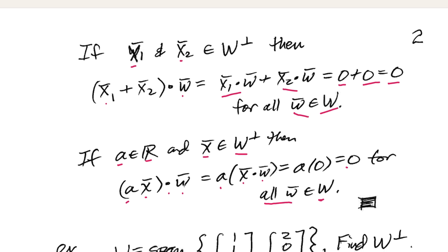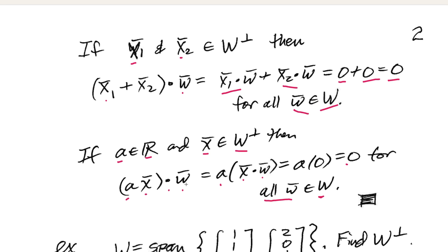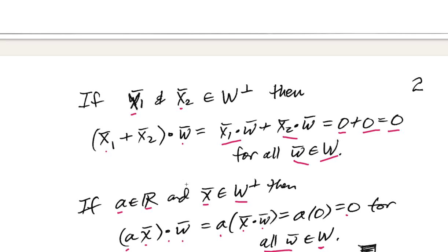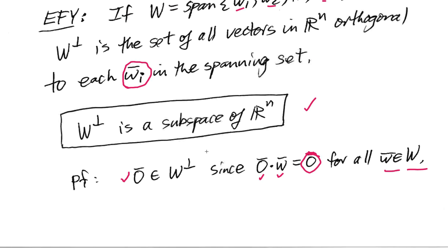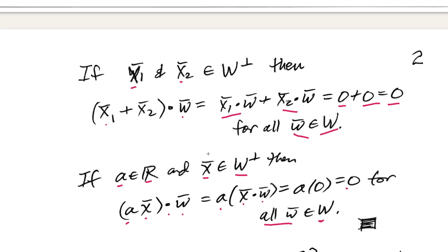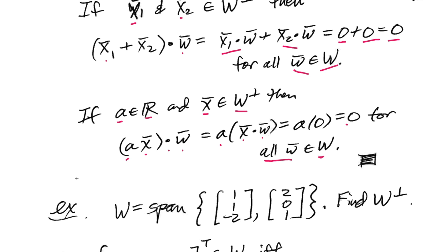Okay, so that means it's also closed under scalar multiples. So we definitely have that this is a subspace of Rn. Later on, we're actually going to show that our whole space, like Rn, can be written this way.